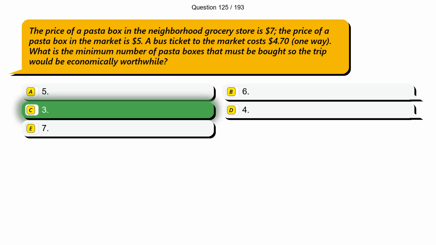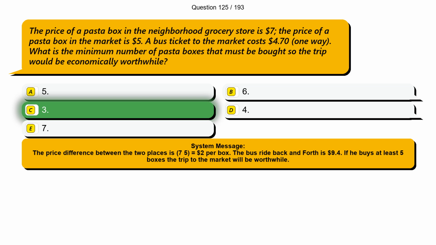The correct answer is option C, 3. The price difference between the two places is $7 minus $5 equals $2 per box. The bus ride back and forth is $9.40. If he buys at least 5 boxes, the trip to the market will be worthwhile.